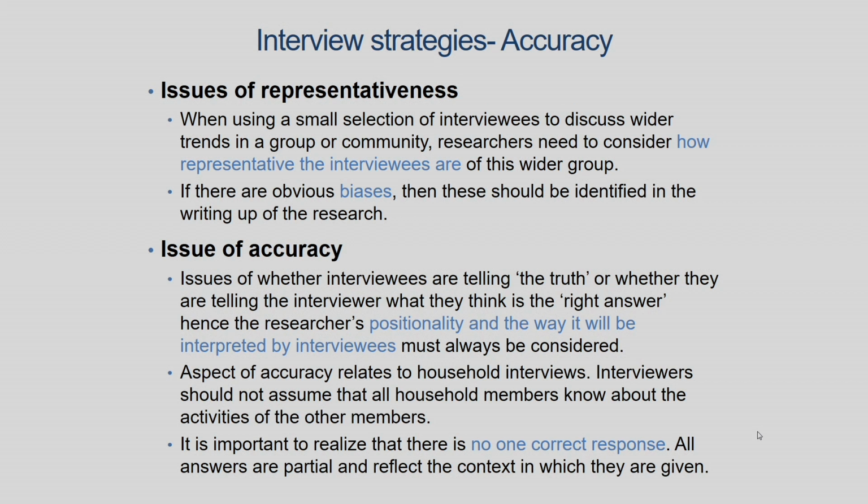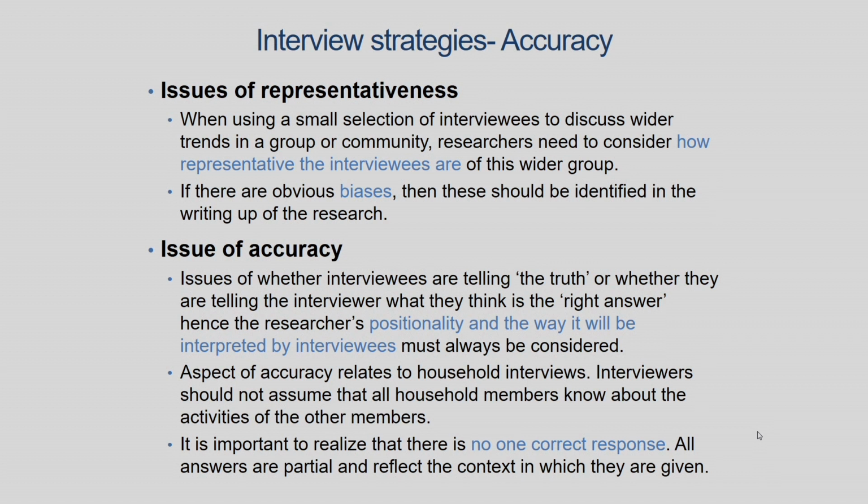Now, with regard to accuracy or representativeness issues, when using a small selection of interviewees to discuss wider trends in a group or community, researchers need to consider how representative the interviewees are of this wider group. Take the example of complementary feeding practices. If the interviewees are the primary caregivers, and we are researching a certain community or a diverse group of communities, the interviewer has to ensure that the primary caregivers belong to the different communities that we are studying, or if we are studying a certain community, that they belong to different age groups, different income categories, different socio-economic categories, and so on, so that we get a diversity of information with regard to the question that we are investigating. Now, if there are obvious biases, then these should be identified in the writing up of the research.